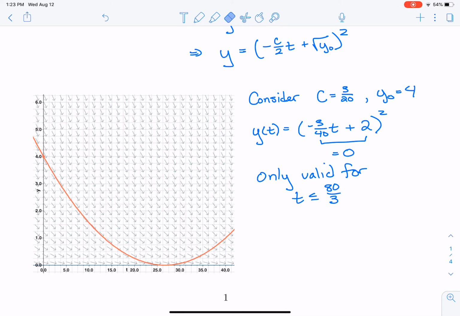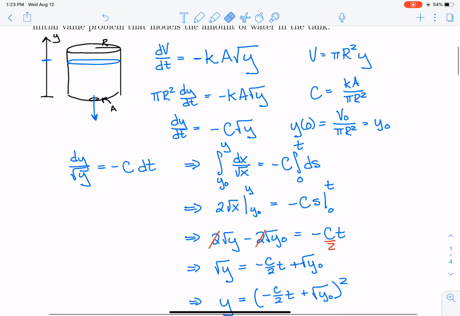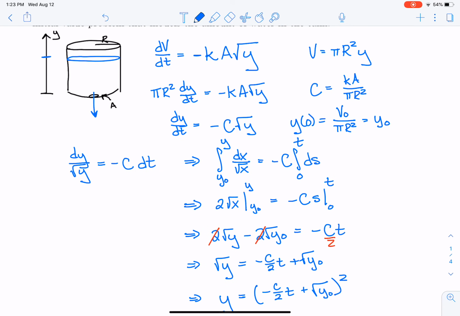So let's go back and let's talk a little bit about why this technique of separation of variables worked. Why is it that I can multiply by dt here when I know that dy/dt is not just simply a fraction? Why does that work?